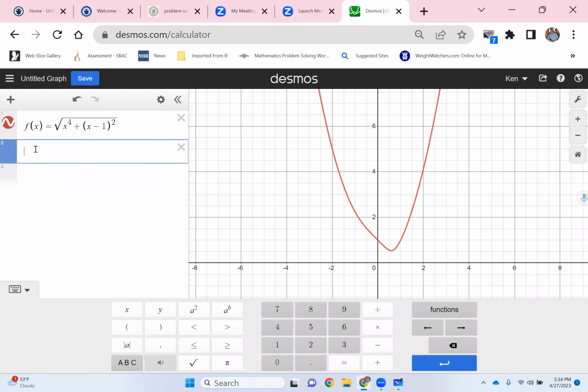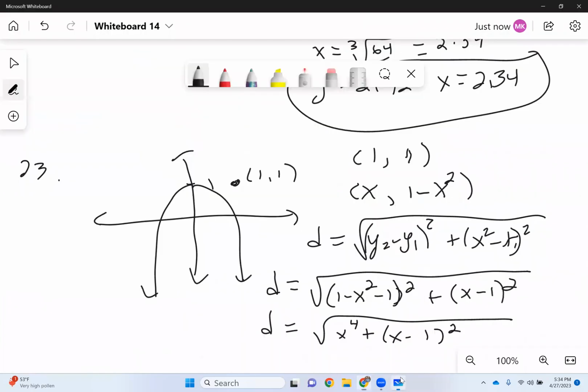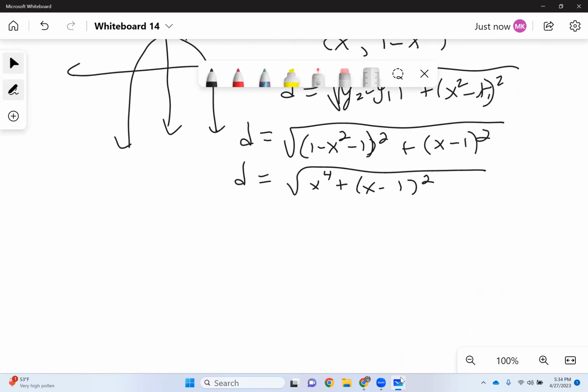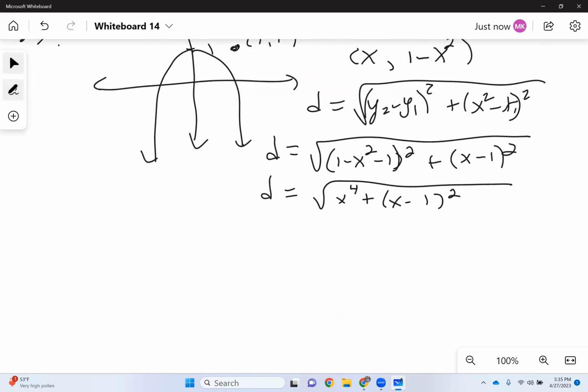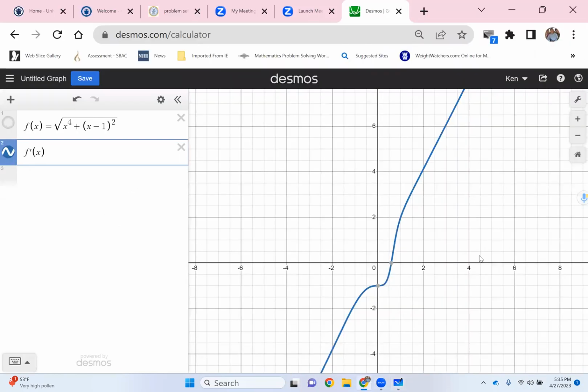And then let's graph f prime of x and see where it equals 0. Oh, that's interesting. So it's 0 right there, at 0.59. So we scroll up. D prime equals 0 when x equals, did I say 0.59? My memory is not that good. 0.59.